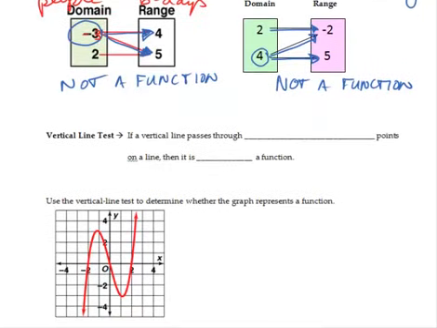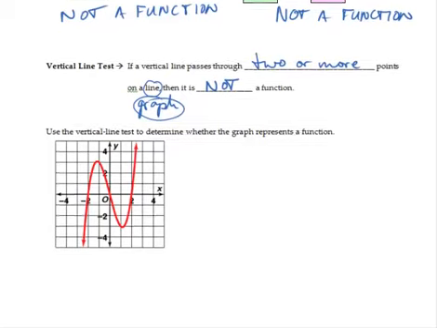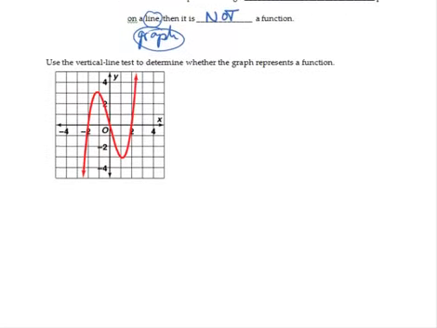So that's numerically. Then there's the vertical line test. This works for graphs. If a vertical line passes through 2 or more points on a line or on a graph, remember when we say line in math, it could mean a straight line or it could mean a curved line. What we mean by this is a graph. So if a vertical line passes through 2 or more points on a graph, then it is not a function. So for example, here's a graph. Use a vertical line test to determine.